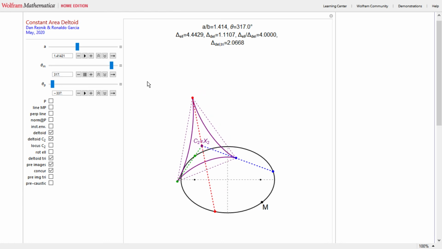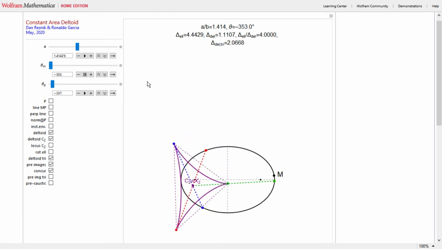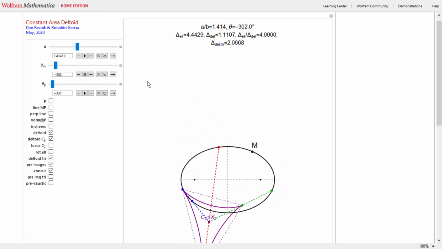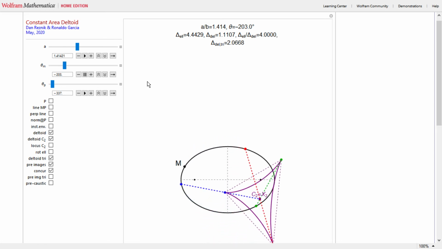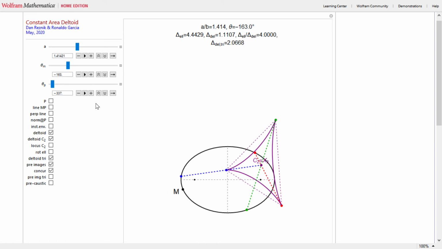And again, this is a rather pleasing phenomenon. We've proven it algebraically, but we don't have an intuition as to why this is happening. Another intriguing phenomenon is that whenever the center of mass of the deltoid crosses the ellipse, it does that through a vertex or through one of these 3 preimages.